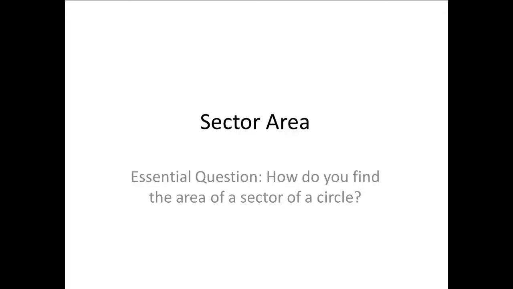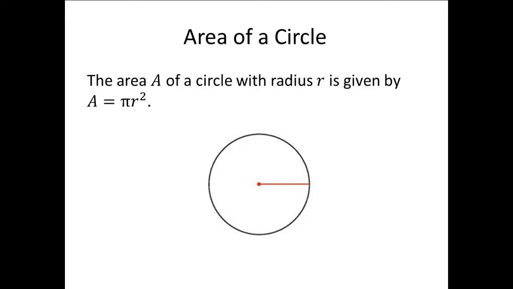In this lesson, we will find the area of a sector of a circle. In order to do so, we're going to need to know how to find the area of an entire circle. So just to remind you, the area A of a circle with radius r is given by the formula A equals pi times the radius squared. So for example, let's say this radius measured 3 centimeters, then the area of this circle would be pi times 3 squared centimeters squared, or 9 pi centimeters squared.